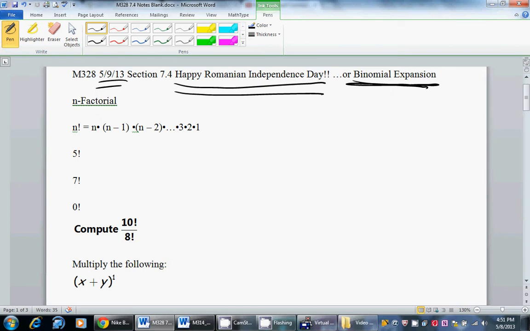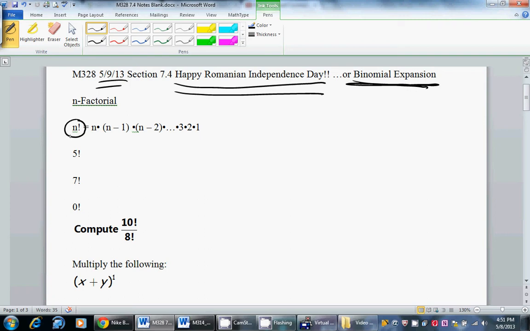Okay, now, before we talk about binomial expansion, first we have to talk about this new concept called a factorial, or n factorial. Now, this right here is n factorial. It says n exclamation point. Now, you don't want to say n, or 5, or 7. This is a factorial. It's a specific operation.